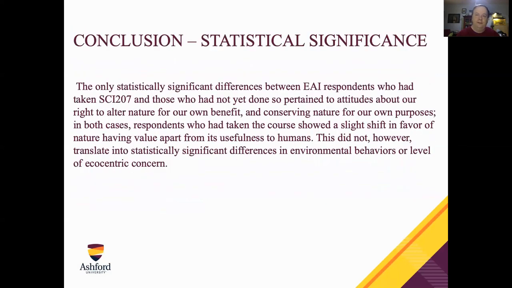Conclusion, statistical significance. The only statistically significant differences between EAI respondents who had taken SCI 207 and those who had not yet done so pertain to attitudes about our right to alter nature for our own benefit and conserving nature for our own purposes. In both cases, respondents who had taken the course showed a slight shift in favor of nature having value apart from its usefulness to humans. This did not, however, translate into statistically significant differences in environmental behaviors or level of ecocentric concern.